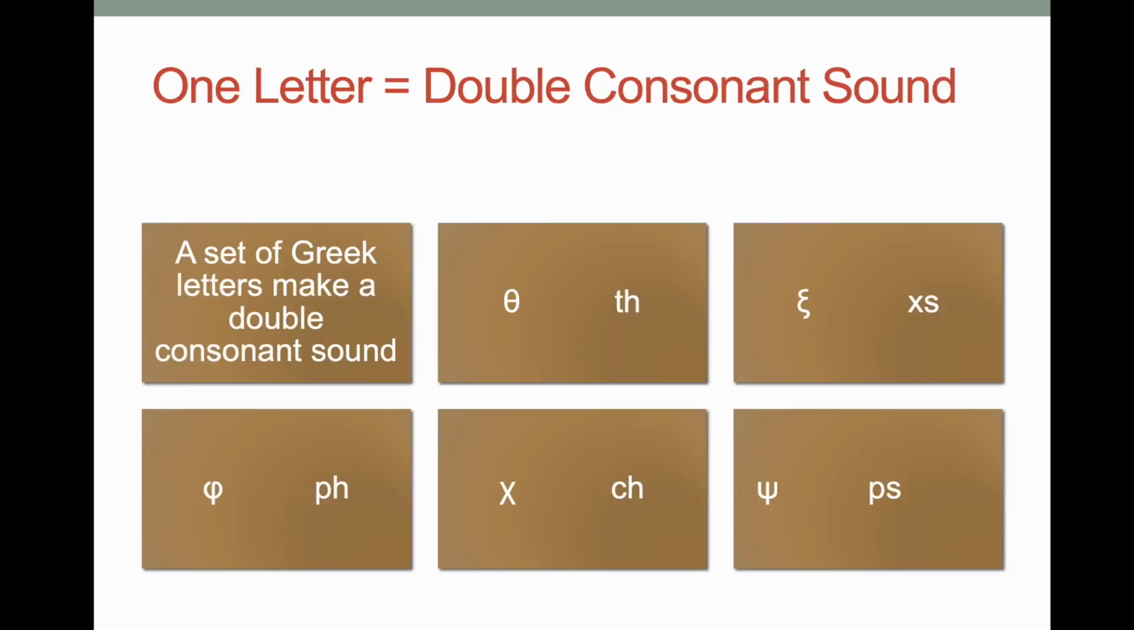What you discovered as I went through the various letters of the Greek alphabet is that there are some letters that are single letters in Greek, but they make a double consonant sound when we pronounce them in English. For instance, the theta makes a TH sound. The xi makes an XS sound, X. The phi makes a PH sound, an F sound. The chi makes a hard CH sound, a K sound. And the psi makes a PS sound, Ps. So remember, one letter and a double consonant sound.